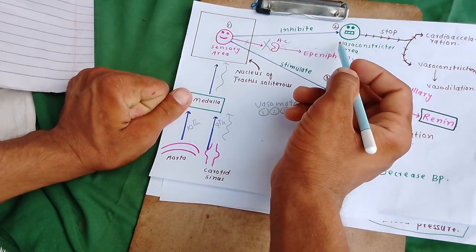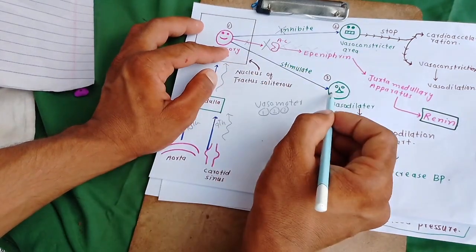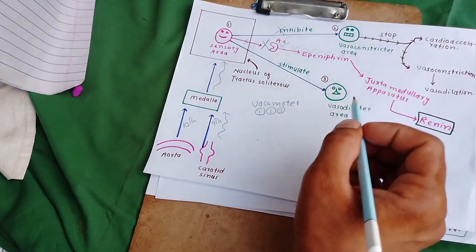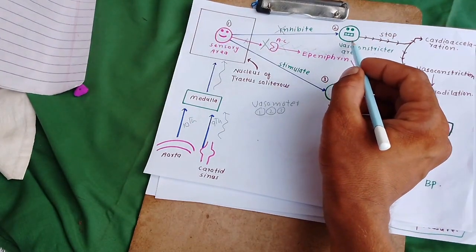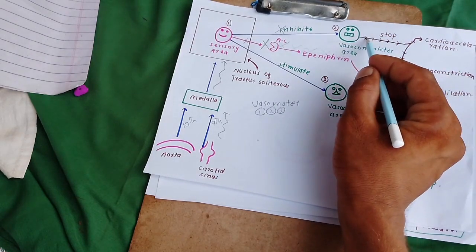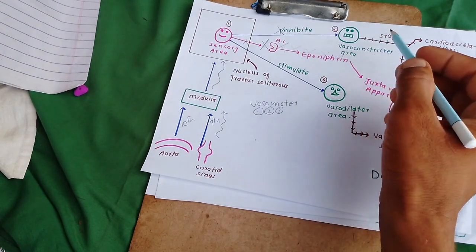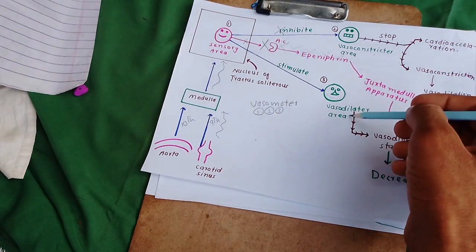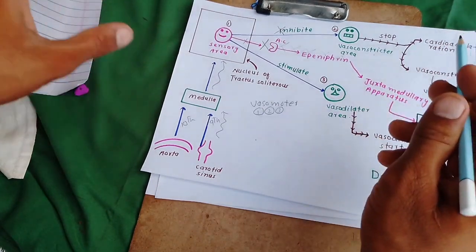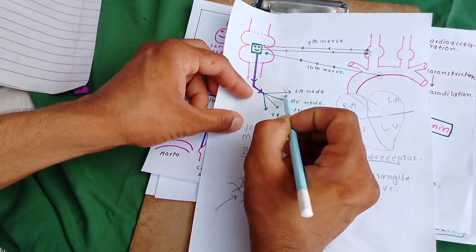So it inhibits the vasoconstrictor area. When the vasoconstrictor area is inhibited, no message is passed here. So it stops. There are vasodilator fibers, and some vasoconstrictor fibers which are present here especially. So the cardio acceleration is stopped. The message to the SA node is stopped.